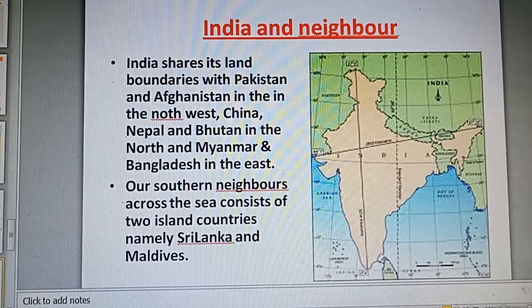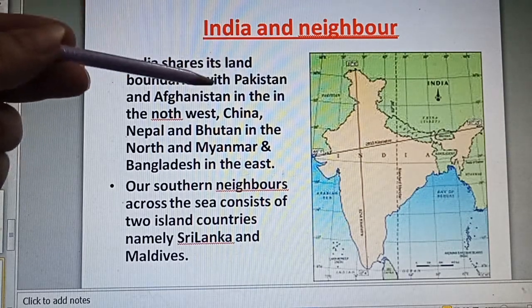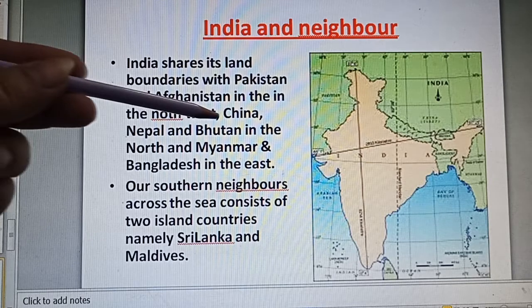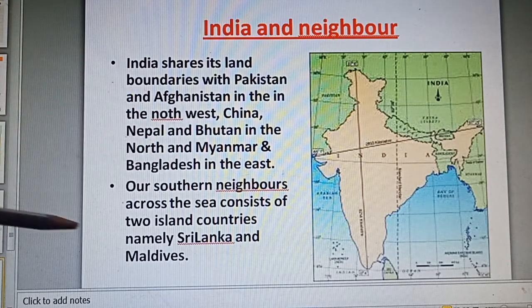Now let us talk about India and her neighbors. India shares its land boundaries with Pakistan, Afghanistan in the northwest, China, Nepal and Bhutan in the north, and Myanmar and Bangladesh in the east. Our southern neighbors across the sea consist of two island countries, namely Sri Lanka and Maldives. So India के neighboring countries कौन कौन से? पाकिस्तान, अफगानिस्तान, चाइना, नेपाल, भूटान, म्यांमार, बांग्लादेश, Sri Lanka and Maldives. These are the neighboring countries of India.